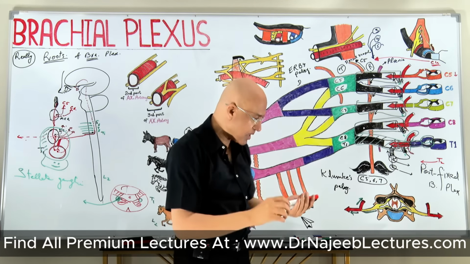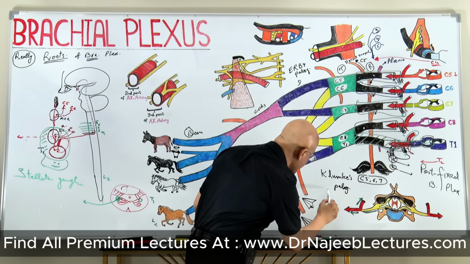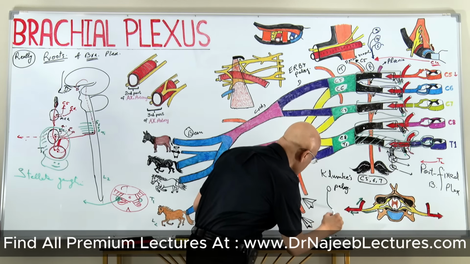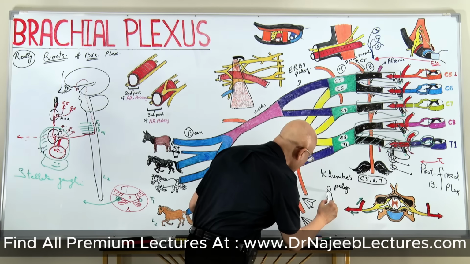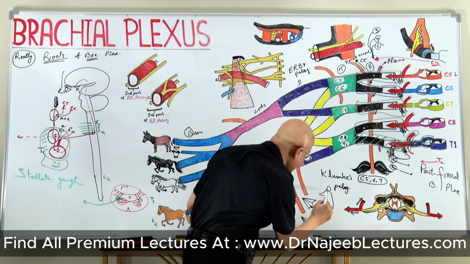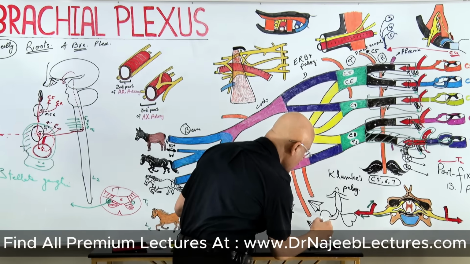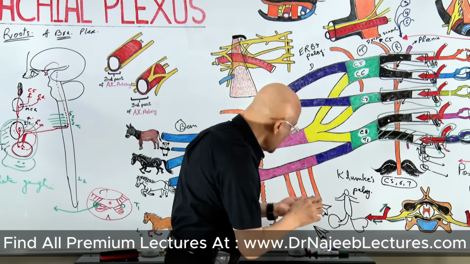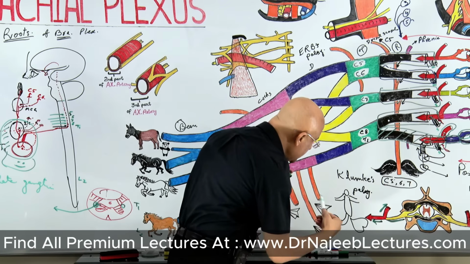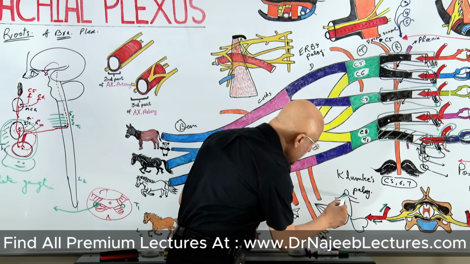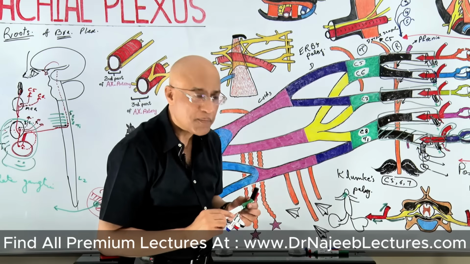Okay, let me make a diagram here. This is your beautiful body, and here is your arm, right? Okay, your legs also, beautiful, lovely legs. But what I want to say, here is your upper, middle, and lower trunk of the brachial plexus.